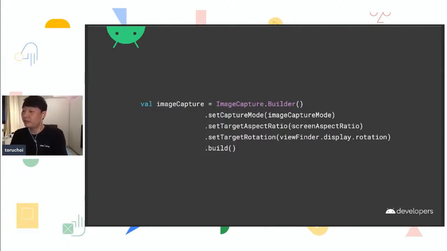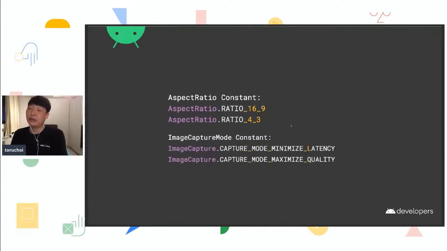There are two parameters required: capture mode and screen aspect ratio. Here, screen aspect ratio has two constants: 16 versus 9 and 4 versus 3. Then in image capture mode, it has two constants: capture mode minimize latency or maximize quality. If you are very sensitive to the processing speed, you should take first one. Otherwise, if you are more prioritizing on the quality, you should take second.